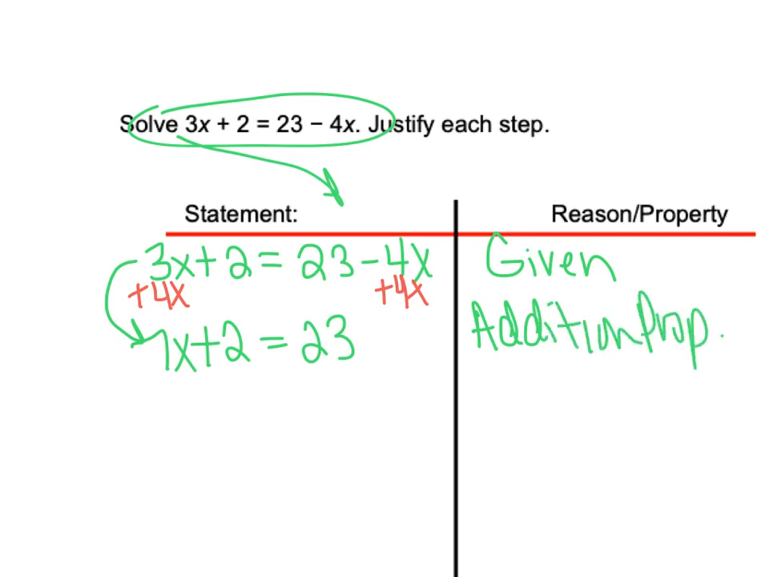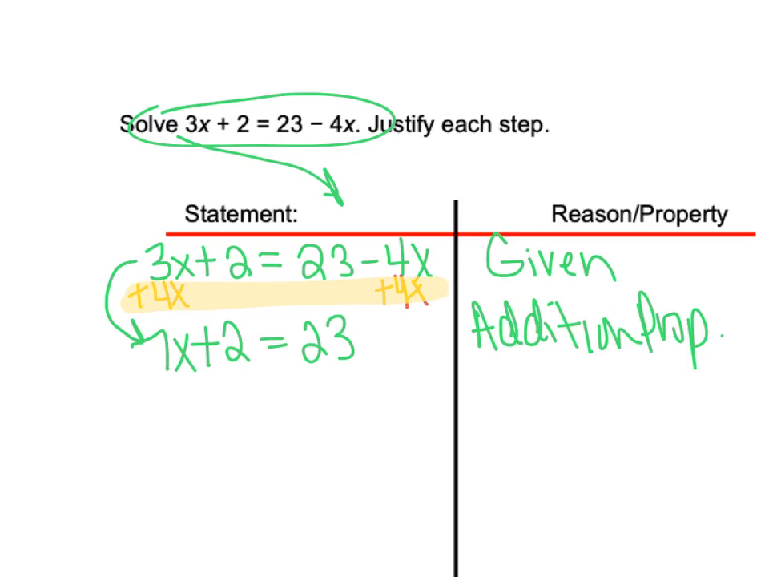So the work that you show in between here, like this, doesn't actually have a reason that goes along with it. That's not a row of your proof. Only the one equation to the next equation is actually what you're going to put with reasons next to it. Okay? So then, now we have 7x plus 2 equals 23.